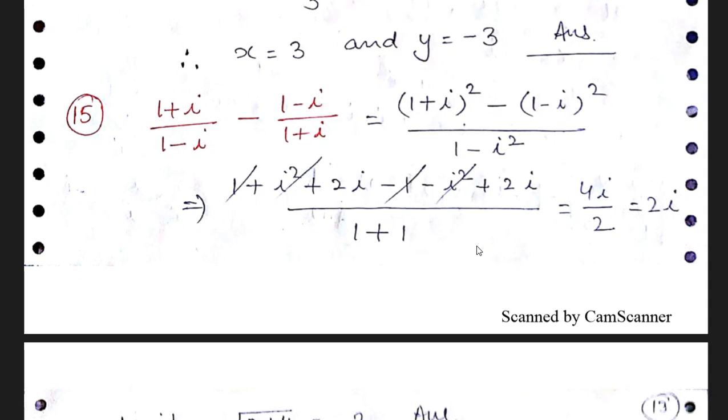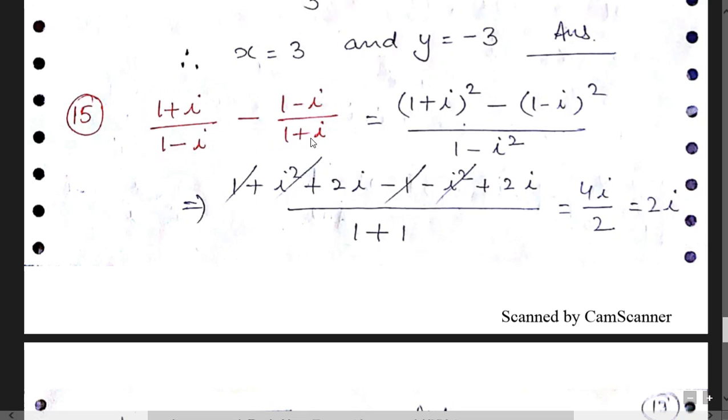Question number 15. It's (1 plus iota) over (1 minus iota) minus (1 minus iota) over (1 plus iota). Take the LCM. 1 plus iota is multiplied by 1 plus iota. It's (1 plus iota) square. The second term is (1 minus iota) square. And in the denominator, a minus b and a plus b combination is there, that is a square minus b square.